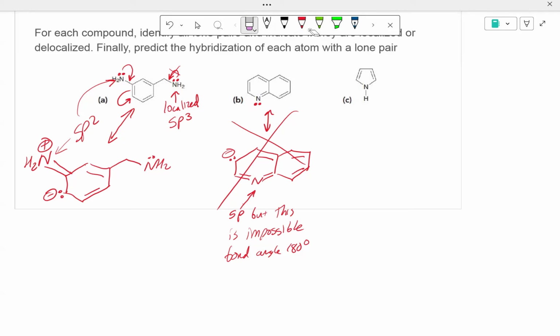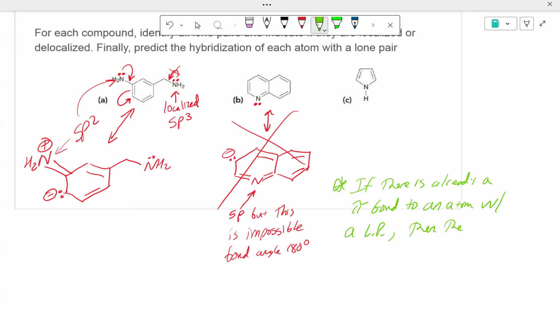Which brings me to a very important trend that you should remember. If there is already a pi bond to an atom with a lone pair, then the lone pair cannot be delocalized. It's stuck where it is. So this nitrogen has a localized lone pair and it's already sp2 hybridized. Can't change its hybridization anymore.